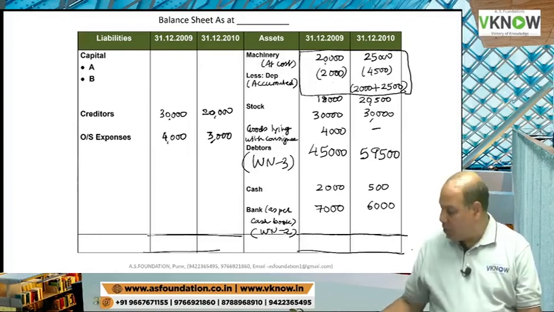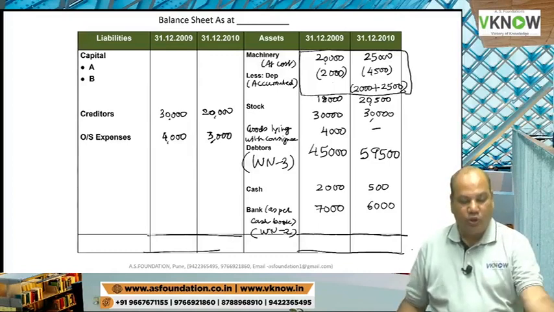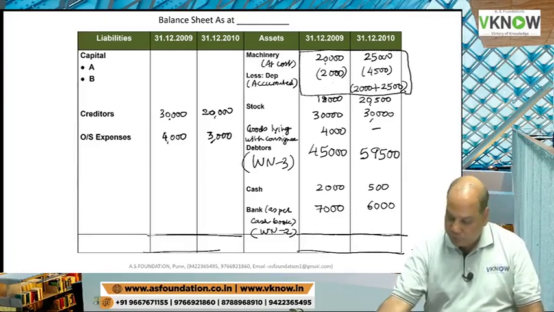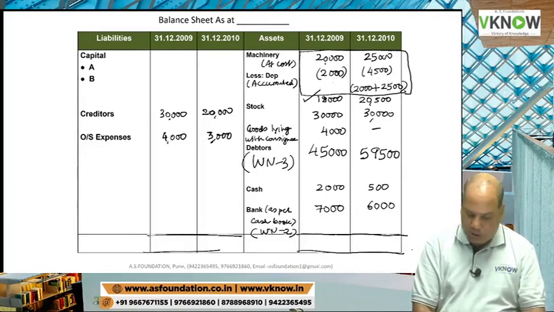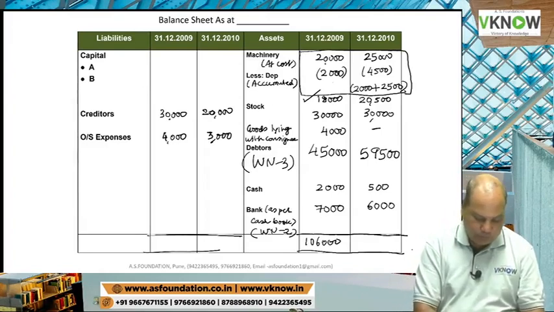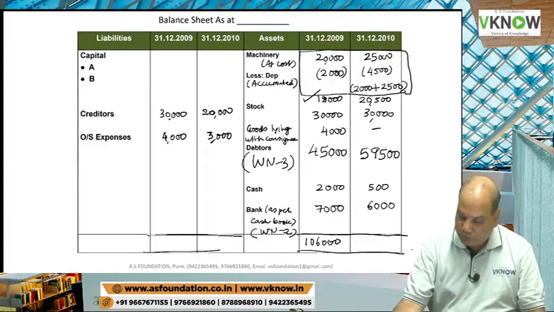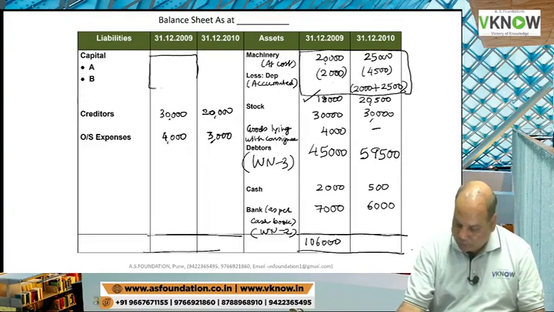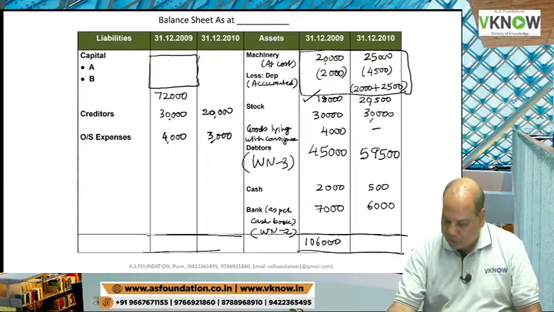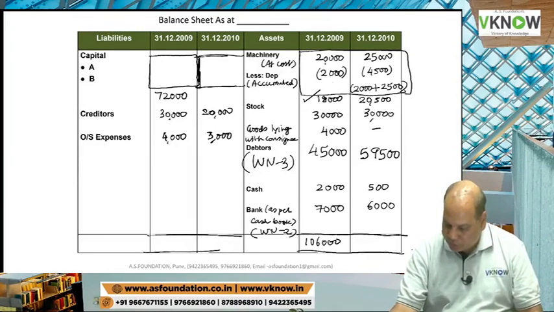Now take asset side total and minus liability side item. You will get closing capital as the balancing figure. So take 18,000 plus 30,000 plus 4,000 plus 45,000 plus 9,000. So this is 1,06,000 minus 30 and minus 4. So this is total of A and B together is 72,000.